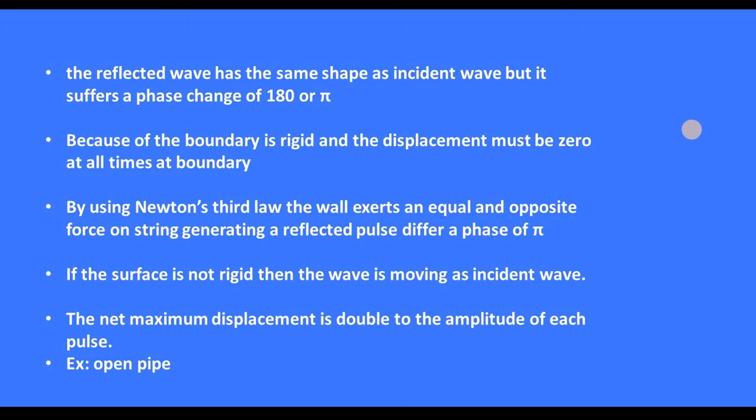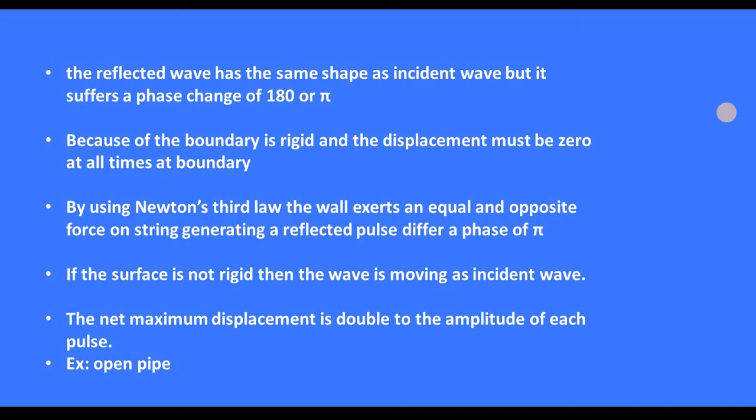By Newton's third law, the wall exerts an equal and opposite force on the string, generating a reflected pulse that differs by a phase of pi. According to Newton's third law, action is equal to minus reaction. The force applied on the wall by the wave is opposed by the wall with the same force, and the only change is the phase difference of pi radians.